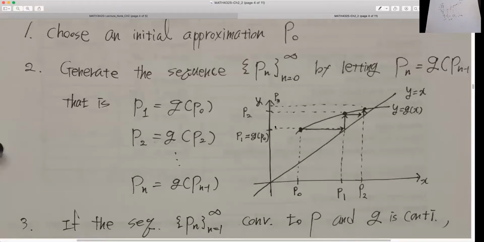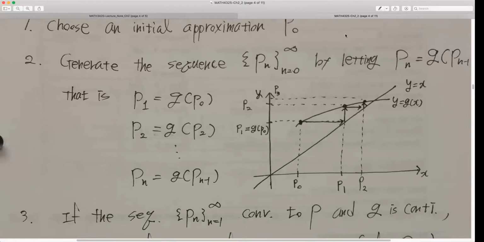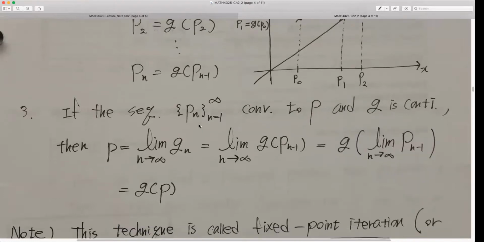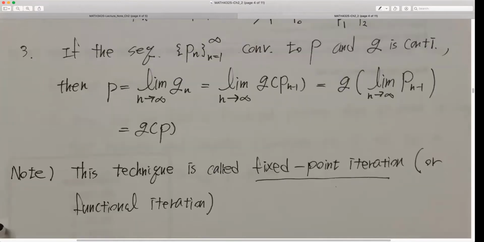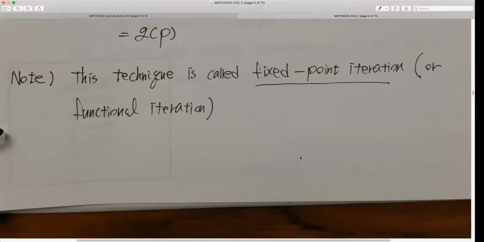Now we go back to the lecture note. So p is the limit of pn as n goes to infinity, right? Since pn is found by g of pn minus 1, and since g is continuous, we can put the limit inside the function g. So g of the limit of pn minus 1 as n goes to infinity is g of p. If the sequence pn converges to p and g is continuous, then that makes sense, right? So this technique is called the fixed point iteration or functional iteration.